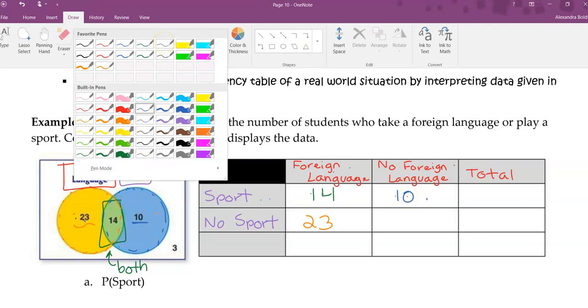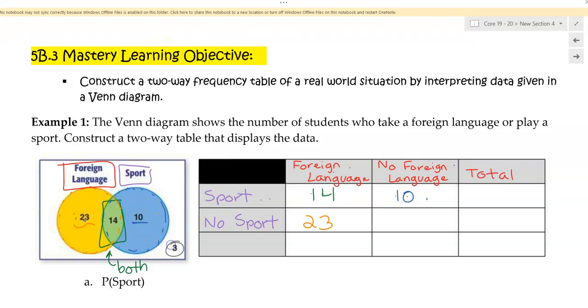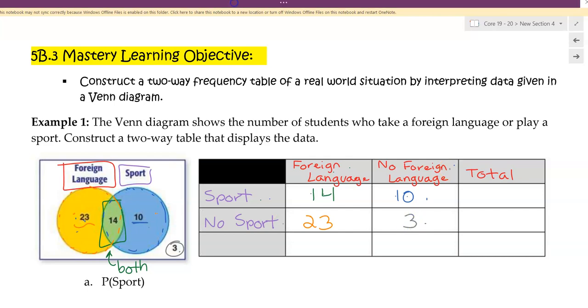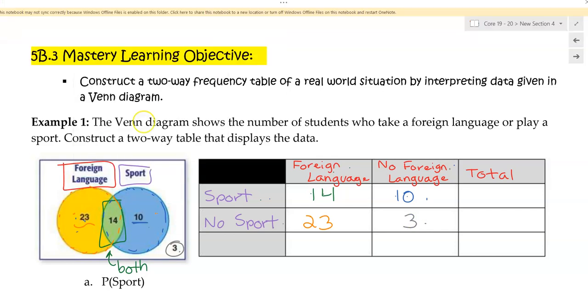And then finally, we have this lovely 3 down here. Well, if you look, this 3 is not in my sport circle, and it's not in my foreign language circle. So it's a no to both. Forgot to put total down here.